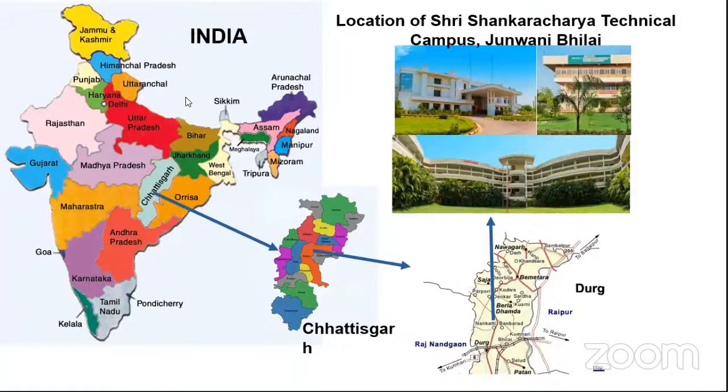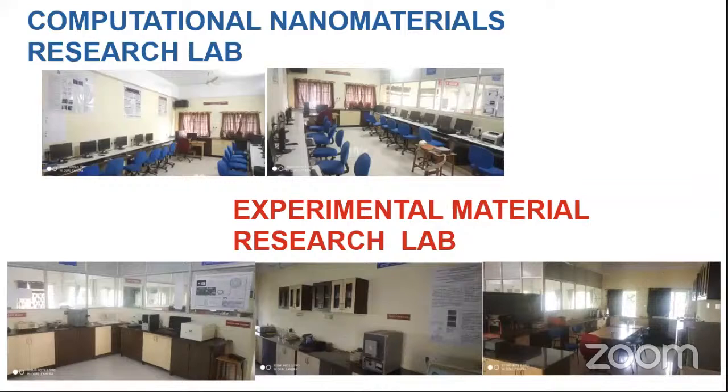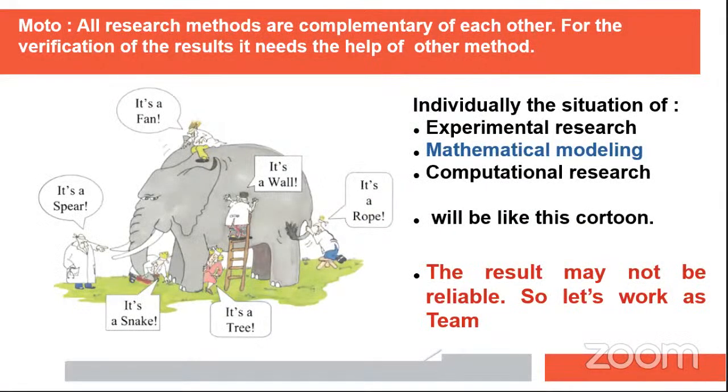Bhilai is part of my beautiful Chhattisgarh, which is famous for its greenery. This is a glimpse of the front view of my institution. Next. This is my computational research laboratory, as well as my experimental lab, and the students are actively involved in theoretical work now; experimental work is a little bit less. The motto of my work is that each and every research tool is individually incomplete. This cartoon shows that experimental research, mathematical modeling, and computational research individually may not give reliable results, so we have to work as a team. Next.